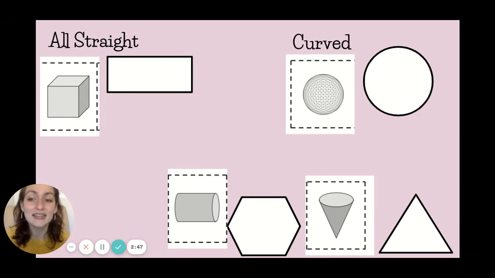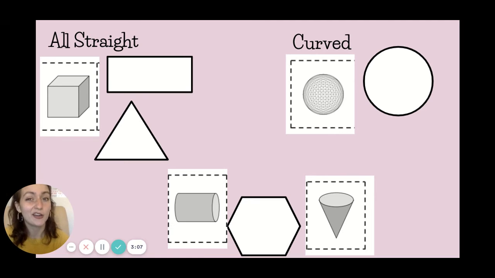But we also have rectangles that are all straight. A rectangle has 4 sides, it has 4 corners, and remember, the corners are all shaped like L's. That's how we know it's a rectangle. But all of those sides are straight. There are no curves in a rectangle. Okay, what else do we know?